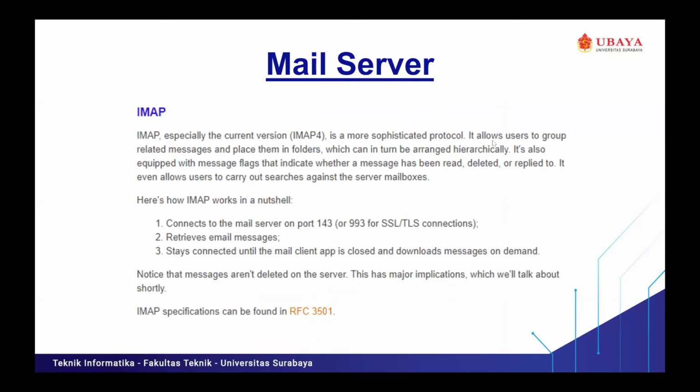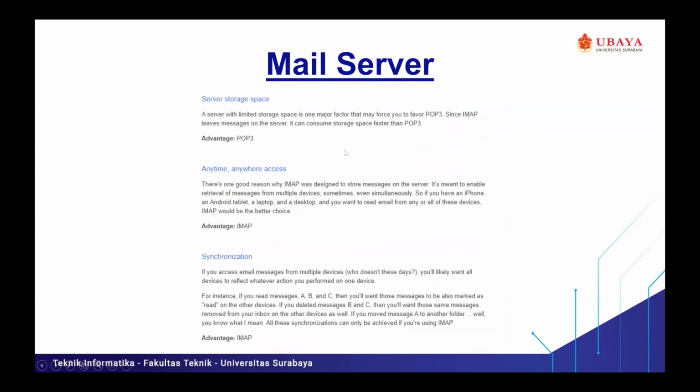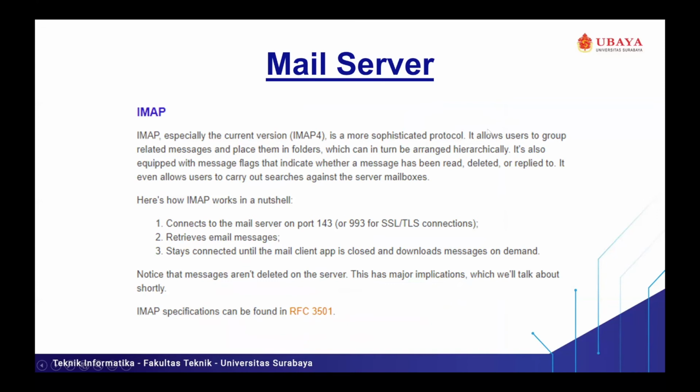IMAP, especially the current version, IMAP4, is a more sophisticated protocol. It allows users to group related messages and place them in folders, which can in turn be arranged hierarchically. So here's how IMAP works in a nutshell. It connects to the mail server on port 143, or 993 for SSL or TLS connection, retrieves email messages, and stays connected until the mail client app is closed, and downloads messages on demand.